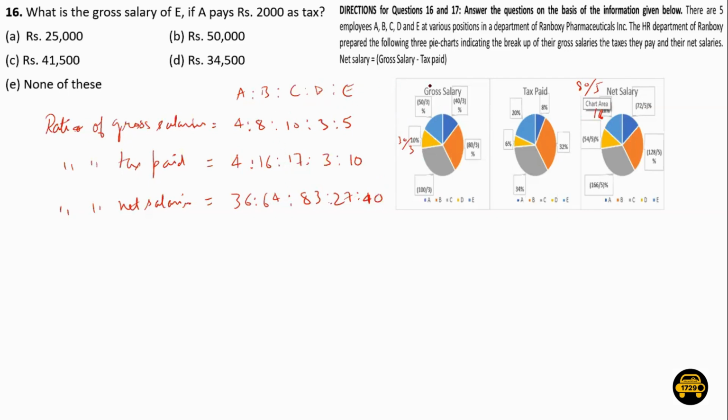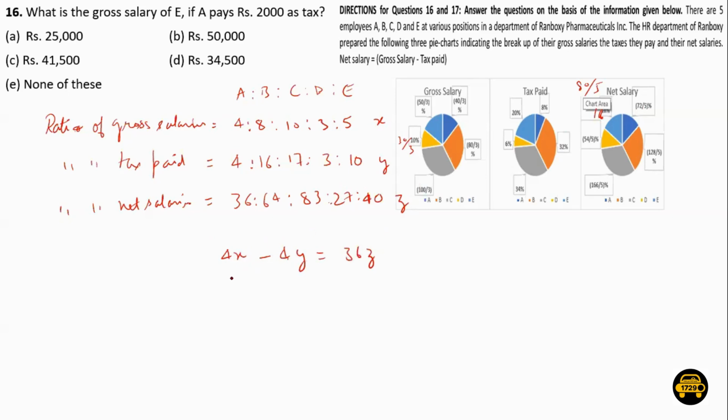So now we have the ratios of gross salary, tax paid, and net salaries of A is to B is to C is to D is to E. Now, let's take the example of gross salaries. The gross salaries are in ratio 4 is to 8 is to 10 is to 3 is to 5. So all these will be multiplied by some constant. Let the constant here be X, here be Y, and here be Z. So can we say that gross salary of A is equal to 4X, tax paid by A is equal to 4Y, and 4X minus 4Y will give you 36Z, which is basically the net salary of A.